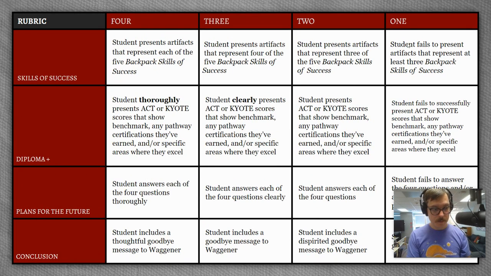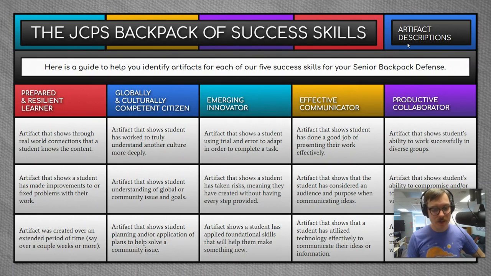And then here's the rest. This one at the top. Did you present work for all 5 success skills? It's important. Diploma plus, plans for the future, conclusion, all the stuff we just talked about. This slide is just a little helper if you really don't understand what these skills mean or what the work would look like if they belong in that group. This is just to help you figure that out. Because maybe you have a really nice piece of work that you really like and you don't know what to do with it. This could help you figure out what to do with it.